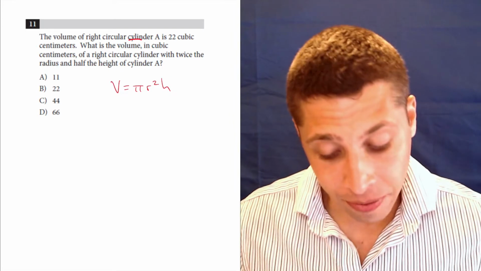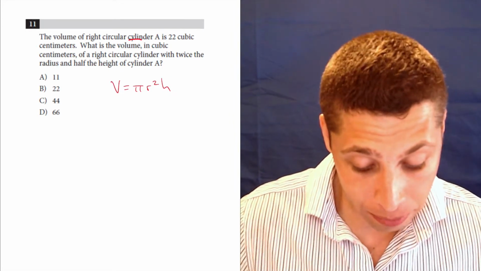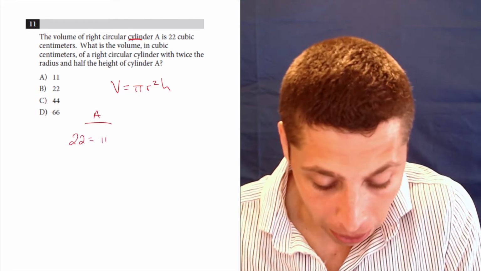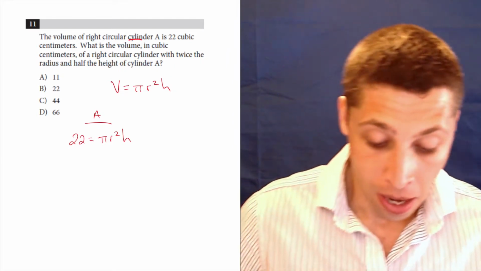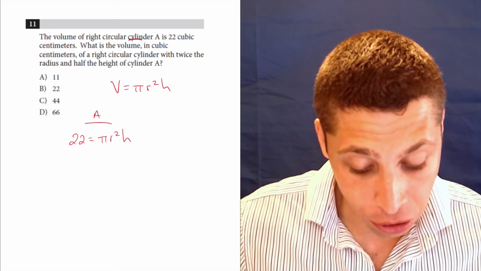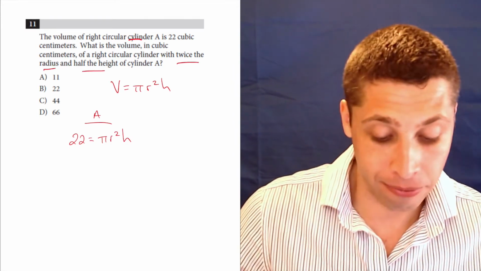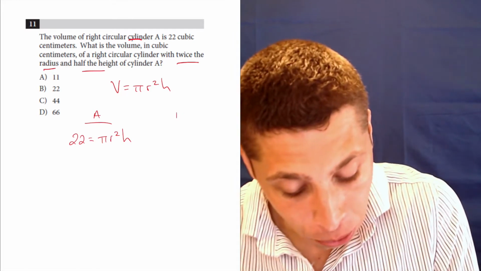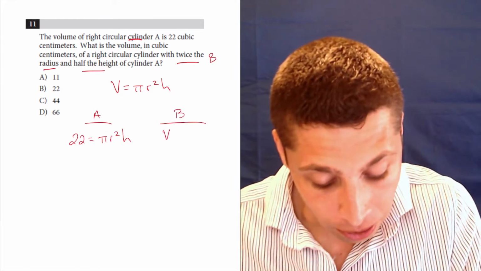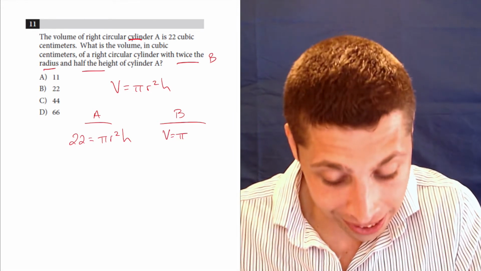So now what do they tell us? The volume of right circular cylinder A is 22 cubic centimeters. Okay, so I might do something like this: 22 is equal to pi r squared h. What is the volume in cubic centimeters of a right circular cylinder with twice the radius and half the height of cylinder A? So what a lot of people do here is they create something about cylinder B, and okay, we want the volume and pi r squared, so twice the radius and half the height.